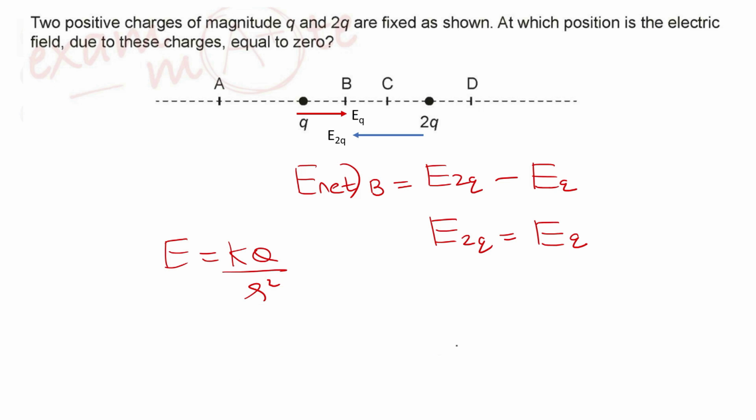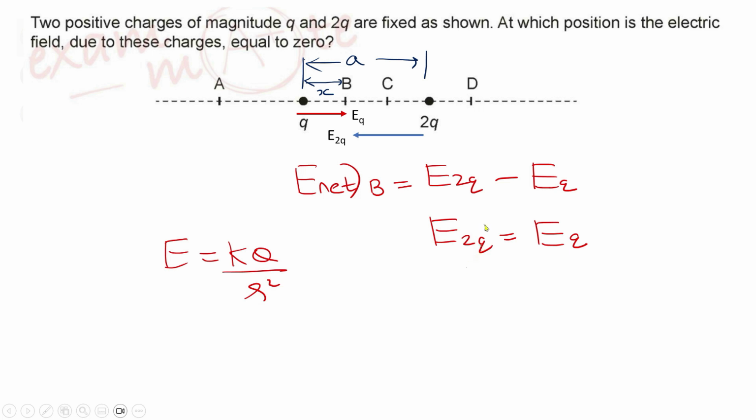And just to cross check, where is that point? So let's say if we assume the distance between Q and 2Q, let's say that is A. And let's say that the point B is at a distance of X away from Q. So let's draw that arrow. Point B will be at a distance of X. So although we have gotten the answer as option B, but just for the sake of understanding, we are trying to find what will that value of X be. So where will B be located?